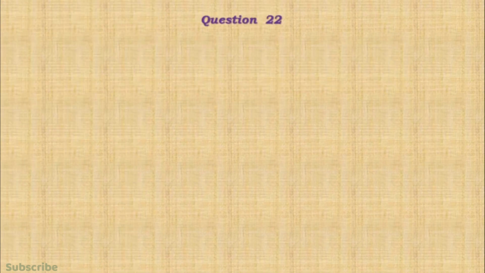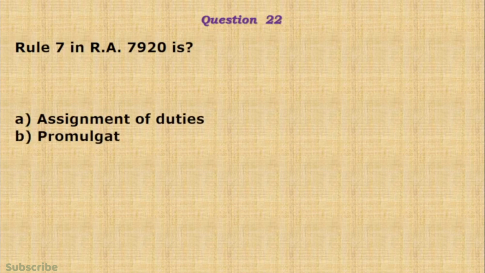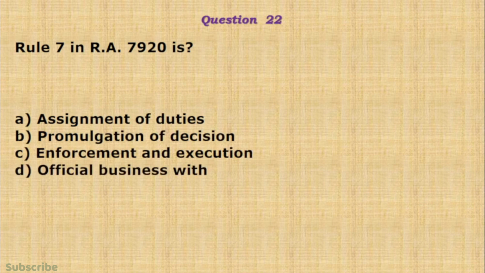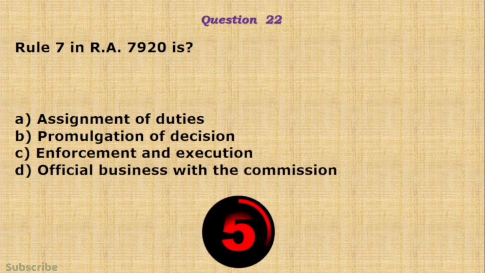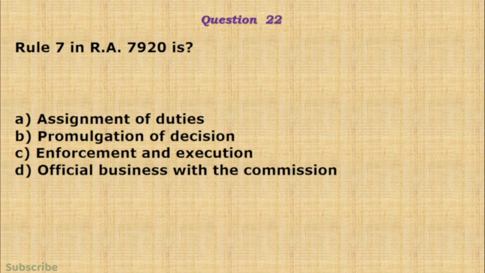Question number 22. Rule 7 in RA 7920 is A. Assignment of duties, B. Promulgation of decision, C. Enforcement and execution, D. Official business with the Commission. The correct answer is letter A, assignment of duties.